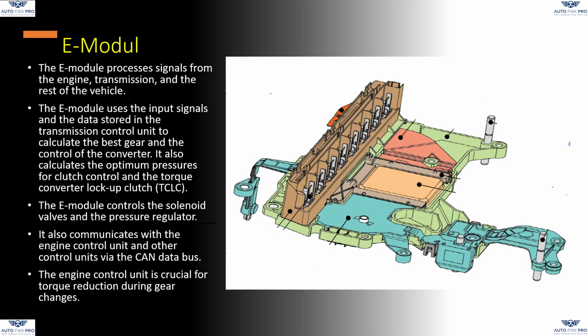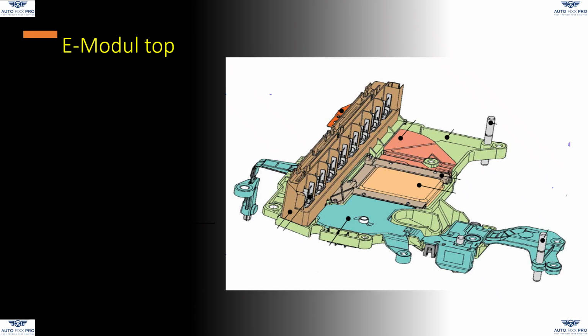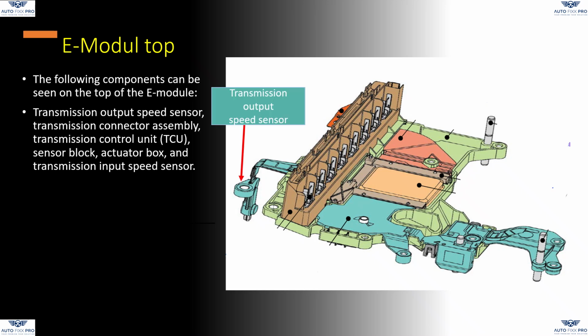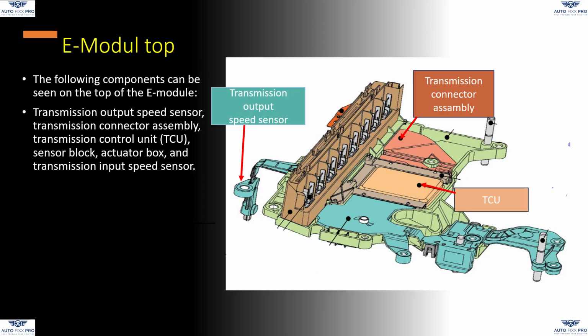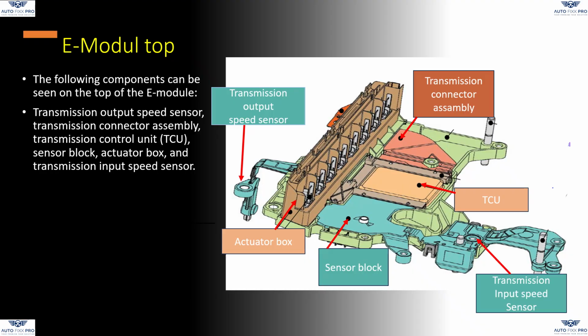The engine control unit is crucial for torque reduction during gear changes. The following components can be seen on the top of the E-module: transmission output speed sensor, transmission connector assembly, transmission control unit, TCU, sensor block, actuator box, and transmission input speed sensor. The electromagnetic valves are connected to the actuator box.